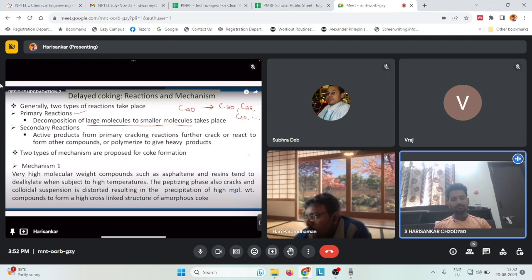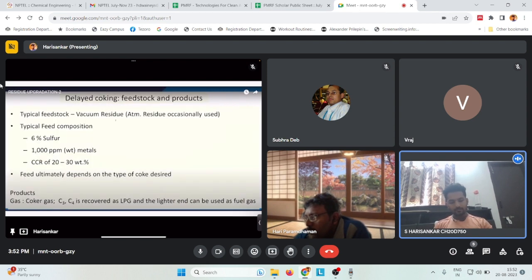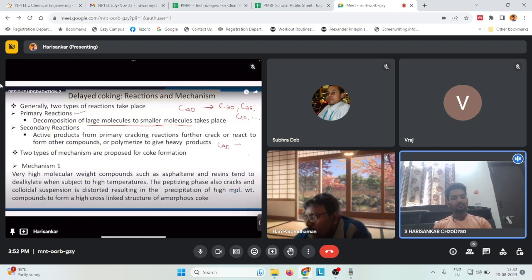And then the secondary reaction: active products from primary cracking reactions further crack or react to form other compounds. For example, we had C40 initially. This gets cracked into C20, which is the primary reaction. Let's say this C20 further cracks to form C5 and C15. This is a secondary reaction. Or this C20 reacts with this C5 and forms a C25. These kinds of secondary reactions are the reactions of the products formed from the primary reactions.